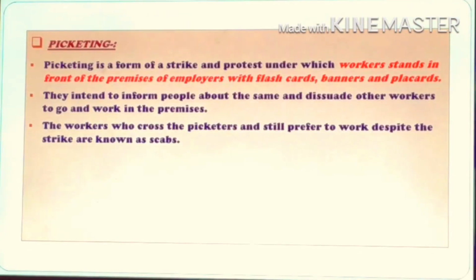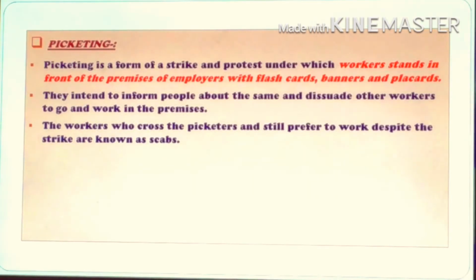Picketing. So picketing is a form of a strike and protest under which workers stand in front of premises of employer with flashcards, banners and placards. So it is a form of strike in which workers stand in front of premises of employer. They stand in front of the building or office of employer with flashcards, banners and placards in hand. They intend to inform people about the same and dissuade other workers to go and work in the premises.